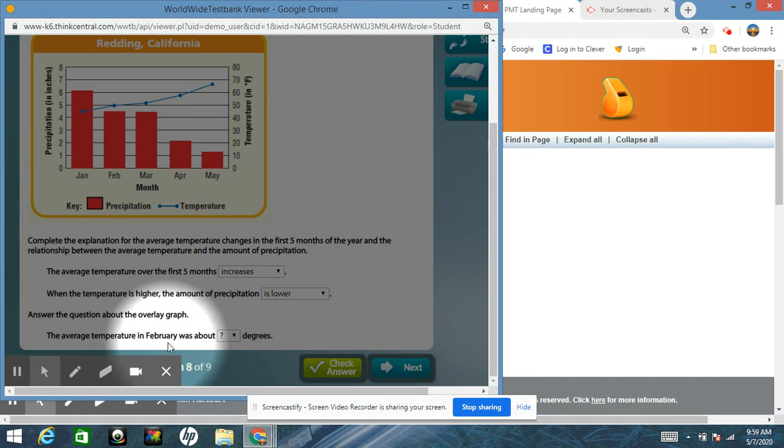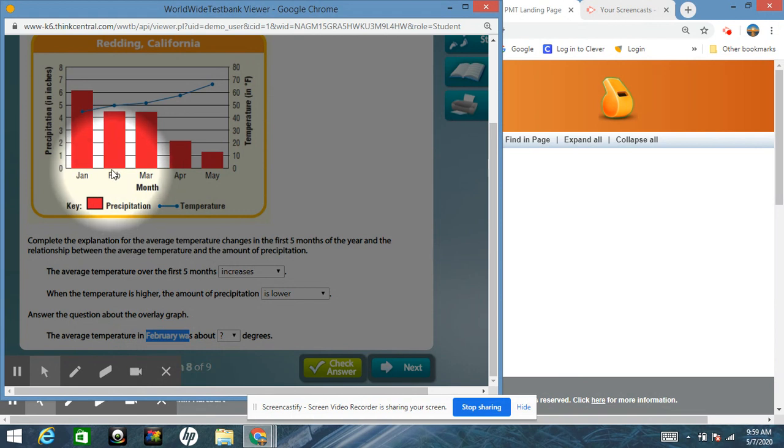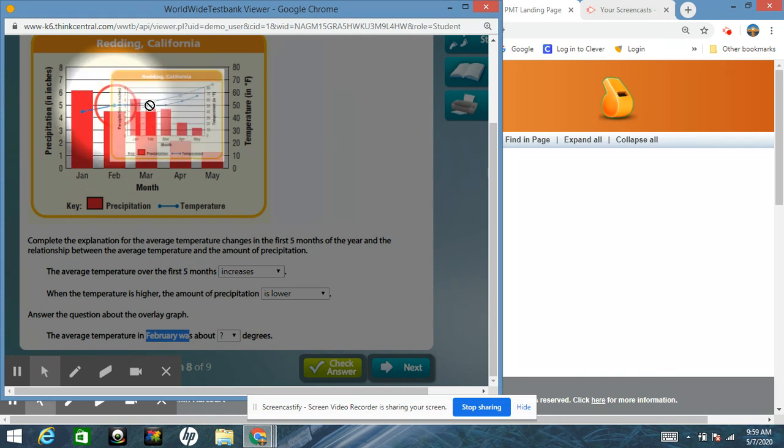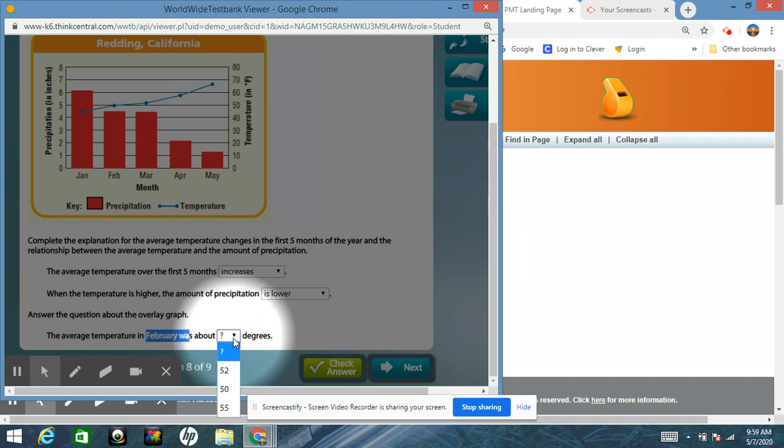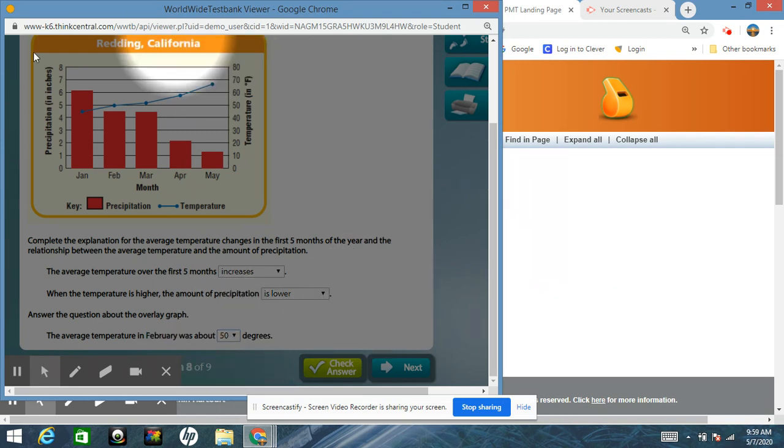The average temperature in February was about. So now I'm going to have to go to February on my graph. Temperature. Remember, that's the blue line we're looking at. Here's the blue line. The temperature is over to my right. I look, and in February, it was about 50 degrees. Okay, so that's how you're going to solve that problem.